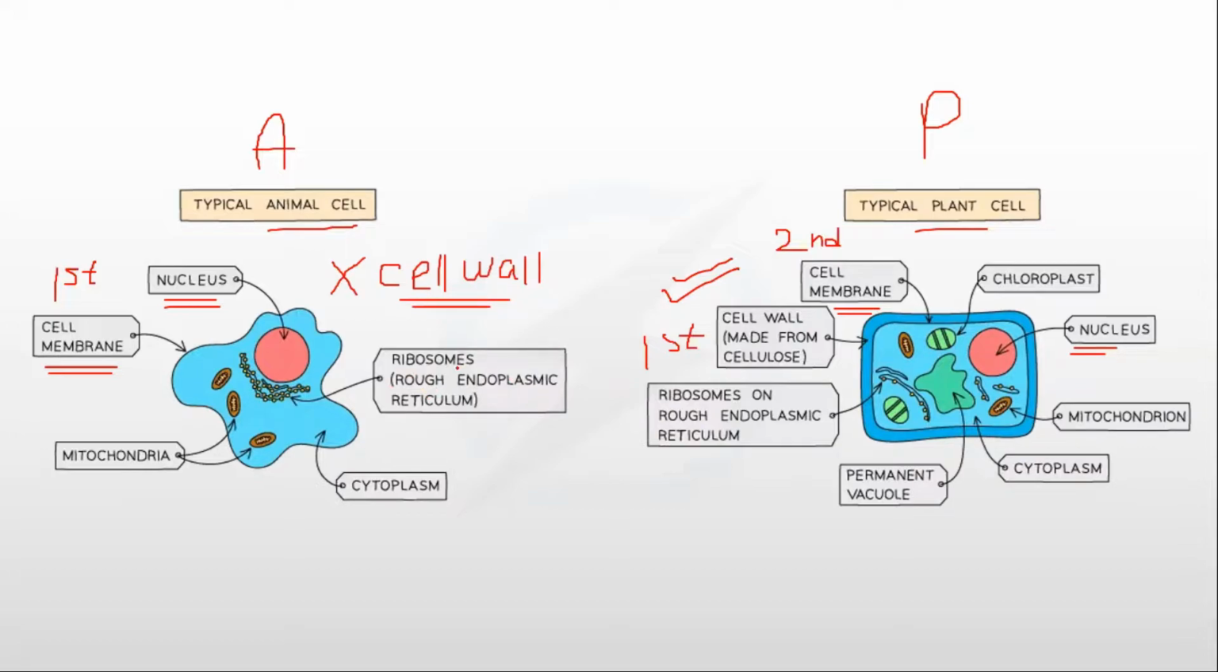उसके बाद हम बात करें ribosomes की. Ribosomes are also present in animal cells. They are also present in plant cells. Cytoplasm and mitochondria, both of them are present in animal and plant cells.